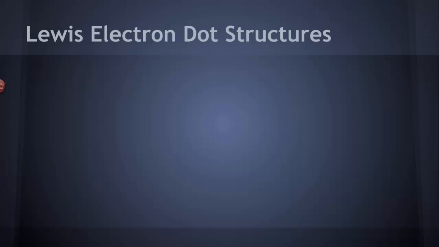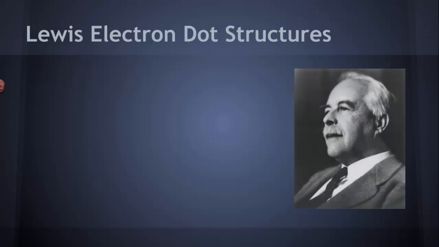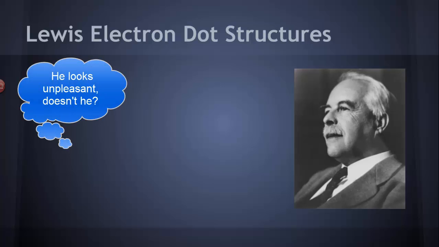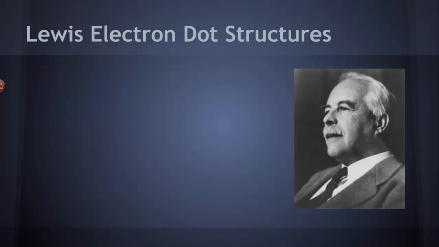It's called a Lewis electron dot structure, and it was developed by a chemist and physicist named G.N. Lewis, a very brilliant guy, also a very unpleasant guy from what I understand from reading. But anyway, very smart. His work was done primarily on electrons, electron movement, and electron behavior. So you'll hear his name a few more times this year.